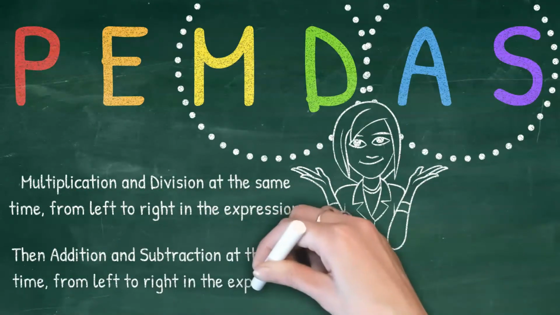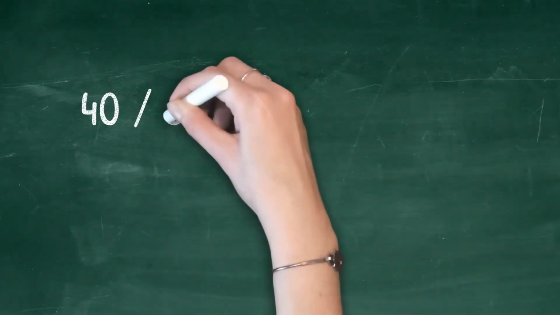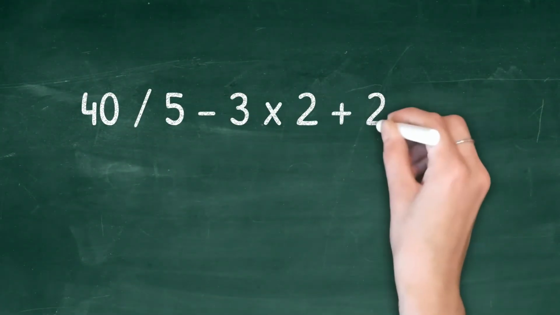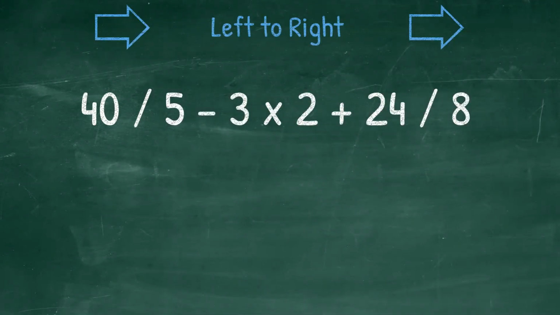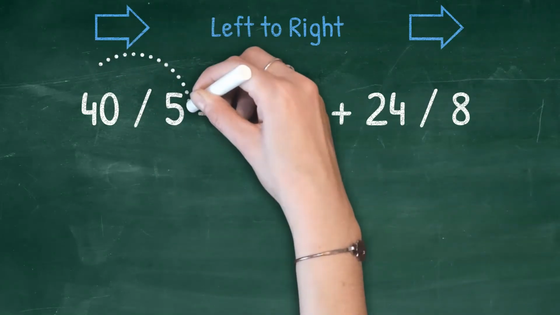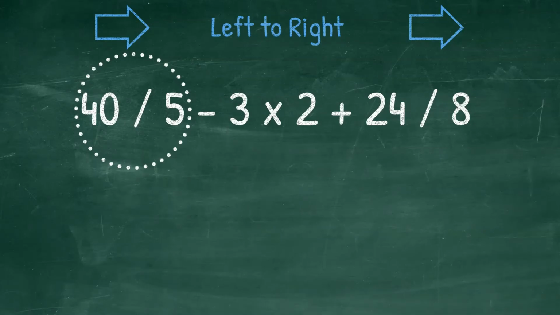Let's look at another example to illustrate this. 40 divided by 5 minus 3 times 2 plus 24 divided by 8. We don't have any parentheses or groups, and we don't have any exponents, so this time we're skipping straight to multiplication and division. I'll walk through the expression and circle all the operations we should be completing during this step. We'll start at the far left. The first thing we see is 40 divided by 5. It's not multiplication, but multiplication and division are a combined step, so we'll circle it.